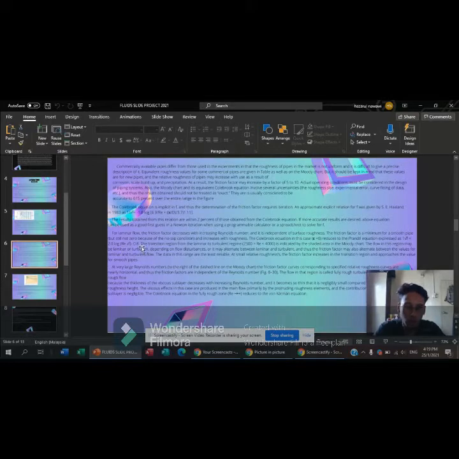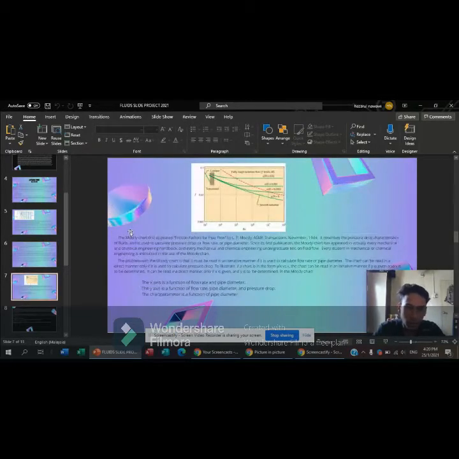For laminar flow, the friction factor decreases with increasing Reynolds number, and it is independent of the surface roughness. The friction factor is minimum for a smooth pipe, but still not zero because of the no-slip condition, and it increases with roughness. The Colebrook equation in this case reduces to the Prandtl equation, expressed in the equation.